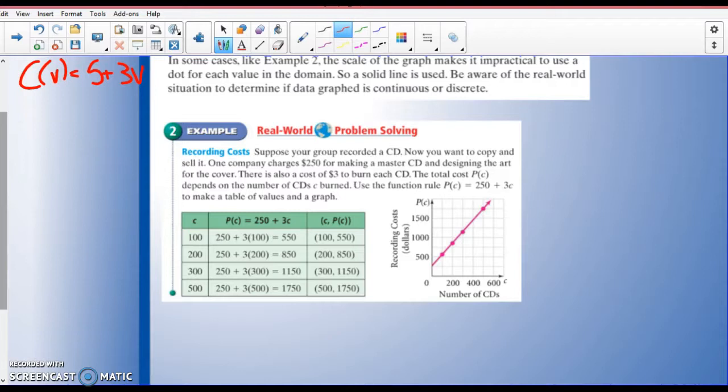Now, look what we did. Here's your function. They picked C is 100, 200, 300, and 500. You can pick whatever you want. Plug it in. Now, I have a question for you. Should that be a solid line or dots using this scale?